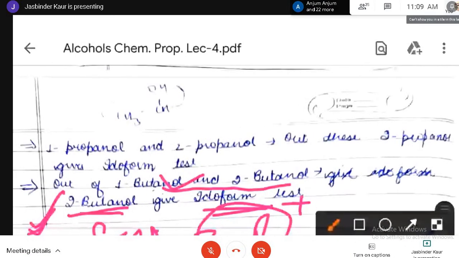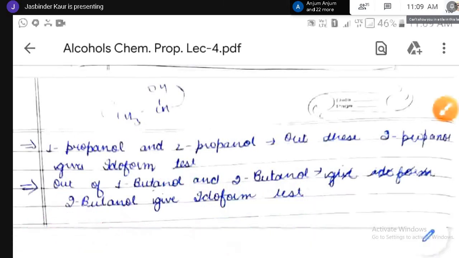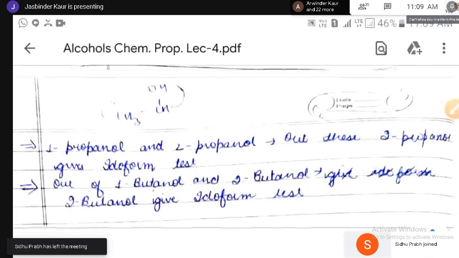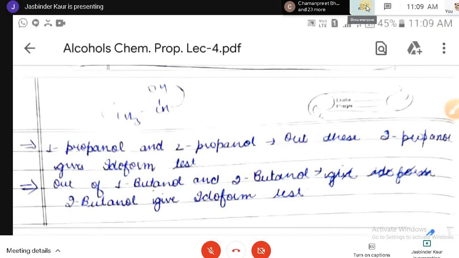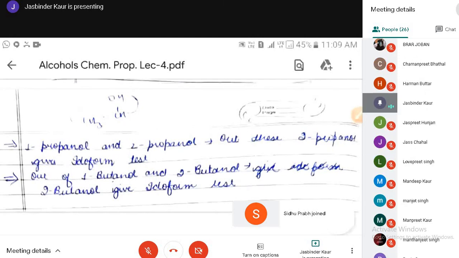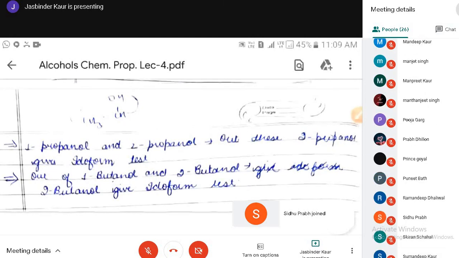So it is all about the reactions in which both the alkyl group and the hydroxyl group are involved. That is, first is acidic dehydration, second oxidation, third is dehydrogenation, and then the two tests to distinguish between primary, secondary, and tertiary alcohols. So this is all about alcohols.